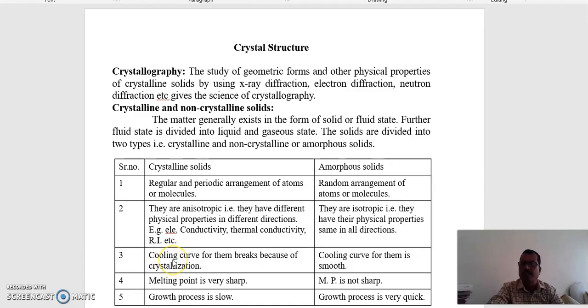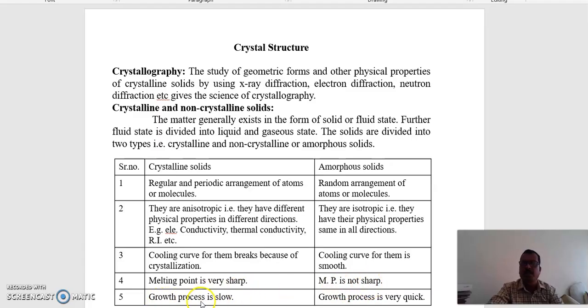Third property of crystalline solids, the cooling curve breaks because of crystallization. But in the case of amorphous solids, the cooling curve is smooth. Fourth property, the melting point of crystalline solid is very sharp. But in the case of powder, that is amorphous solids, the melting point is not sharp.